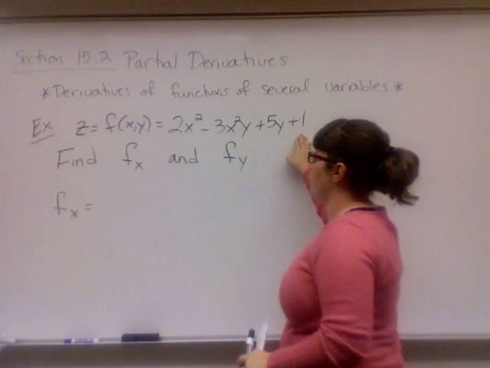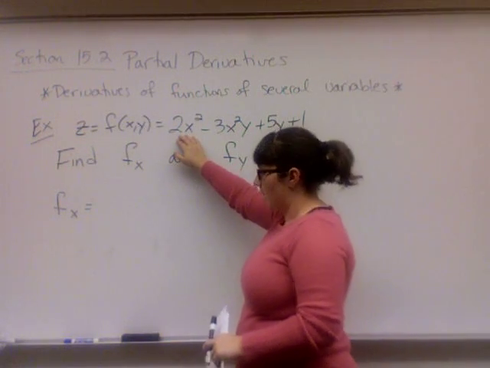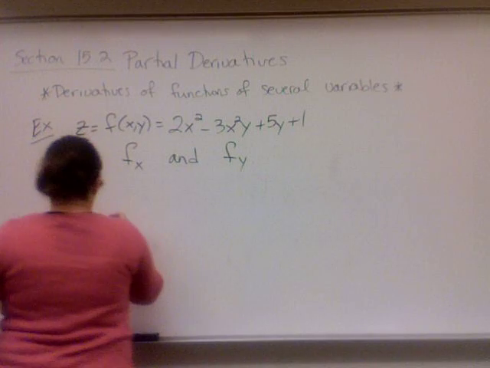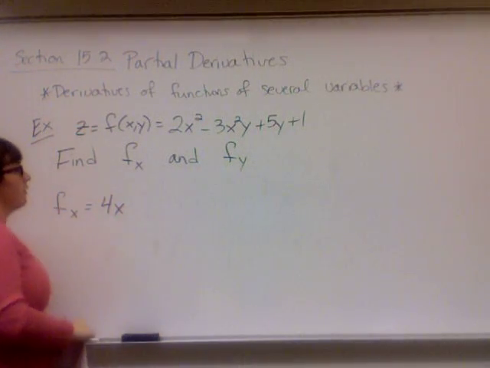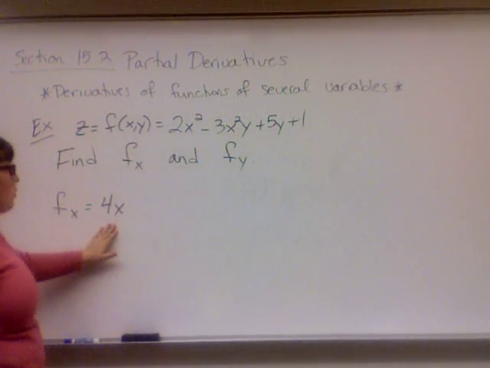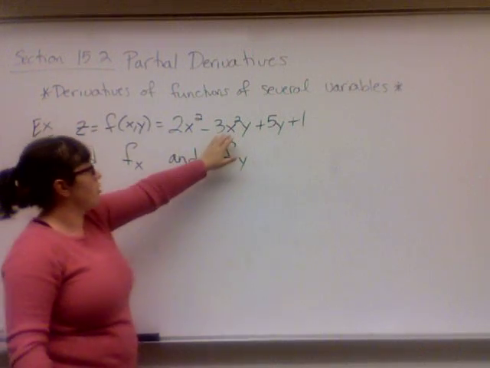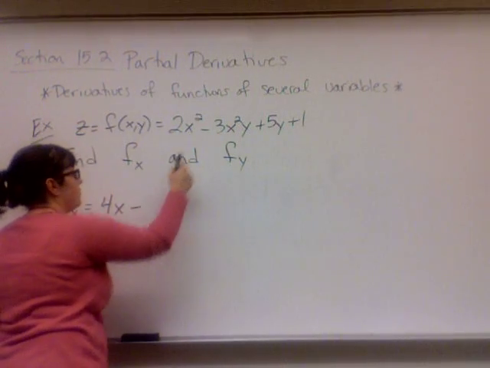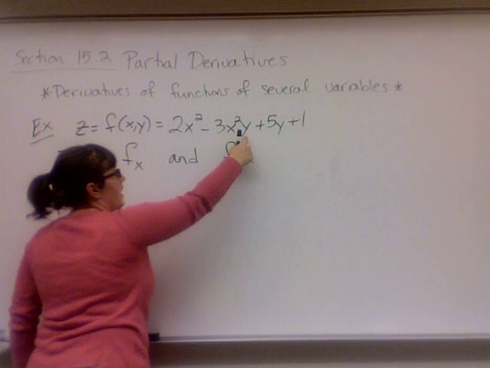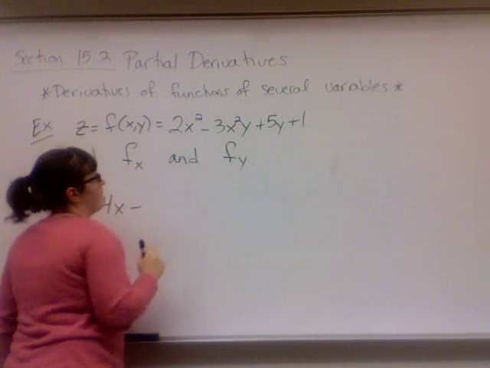So let's work term by term. The derivative of 2x squared, where x is a variable, is 4x. Let's move to the next term. Minus 3 is a constant, y is a constant, and x squared is the variable here.